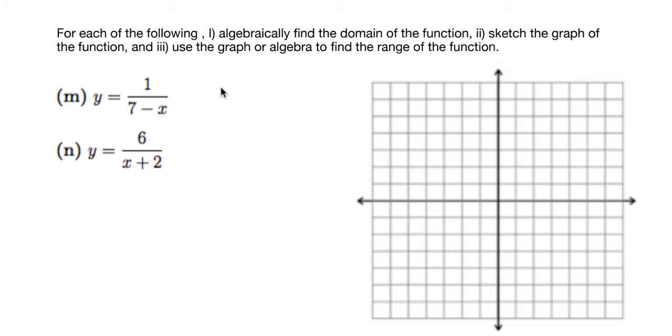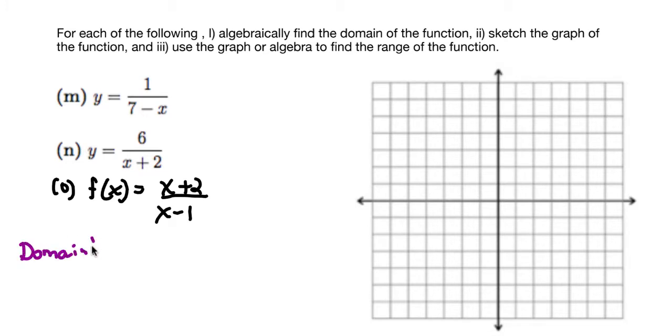Okay, I'm going to add a few problems here. I told you to mark out those 3 on your paper. Let's add a couple. So let's say f of x is equal to (x plus 2) divided by (x minus 1). So our domain here is where the denominator, x minus 1, cannot equal 0, so x cannot equal 1.